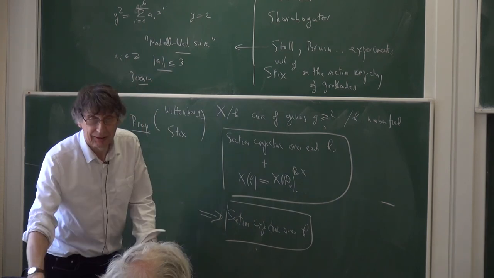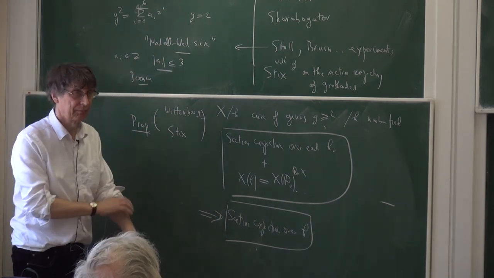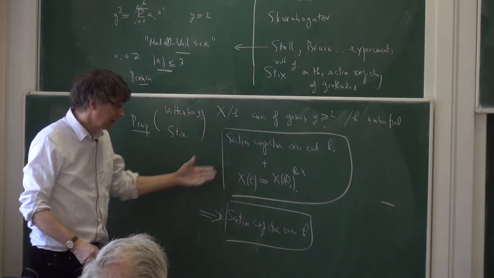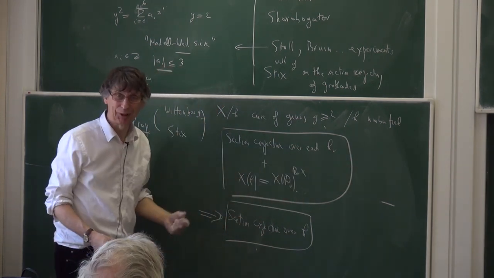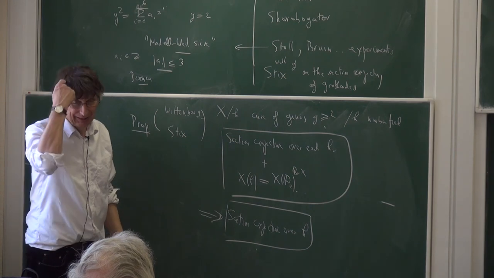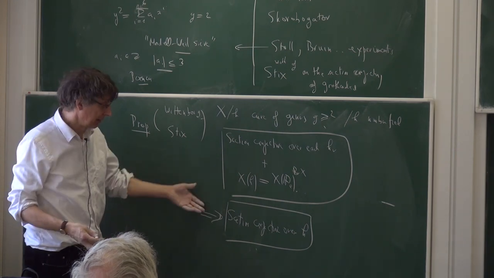Well, that's what we know for the time being. Unfortunately, if we could do it with the birational section conjecture, it would be better, because we know it over the p-adics and over the reals. But anyway, that's the connection between the two properties.